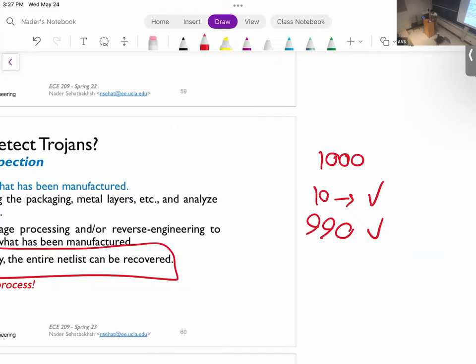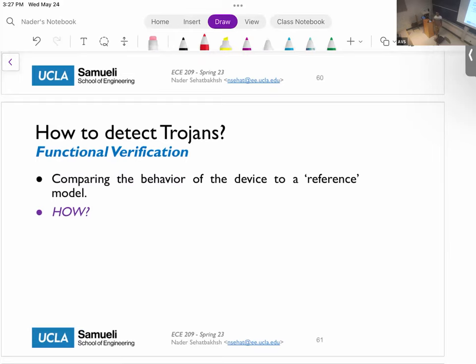The other less invasive solution is functional verification, because since adding a Trojan essentially changed the logic, the ultimate goal of the Trojan is changing the functionality. I can actually test my functionality before actually using it, right? So I can create lots of test patterns, send them to the device. If I know what the correct answer should be, then I can basically just check that, right?